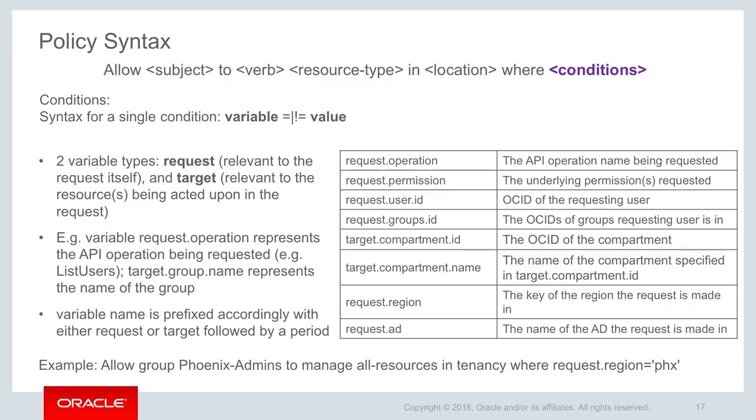As you can see, this allows us to be very granular in terms of control of what groups can and cannot do. It can be based on permissions, region, compartments or groups. We can see an example here at the bottom: allow group Phoenix-admins to manage all-resources in tenancy where request.region is Phoenix. That means I'm allowing the individuals that belong to the group Phoenix to manage resources only in the Phoenix region.